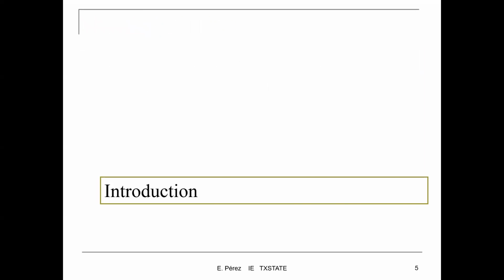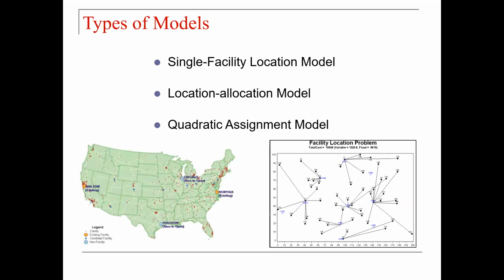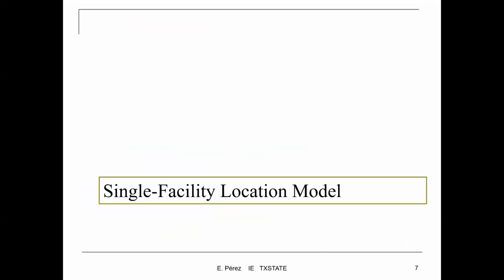So let's look at the introduction. The types of models include the single facility location model, the multi-facility location model, and the quadratic assignment model. In this lecture, we're going to focus on the single facility location model, whose idea again is to select the location for the next facility for expansion.